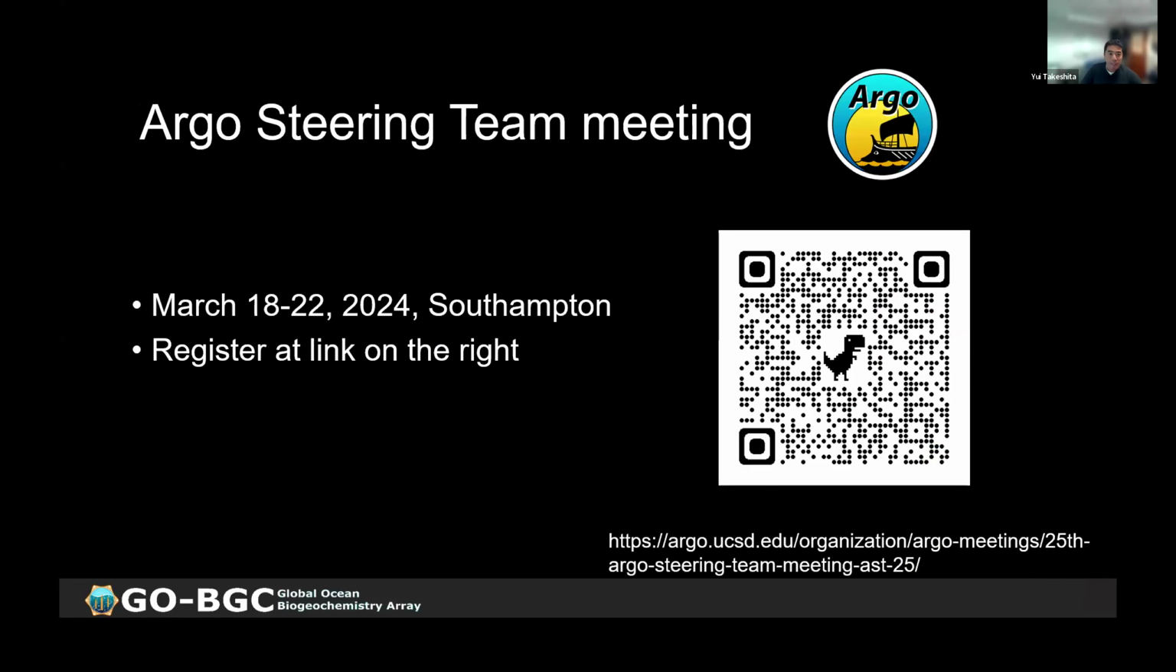I also wanted to mention that the Argo Steering Team meeting is coming up. It is March 18th to 22nd. It's in Southampton, but there is a virtual component. It is open to everyone except for one closed session, I believe. To participate, you can register at the link using this QR code, or just search Argo Steering Team meeting 25, and Google will take you there.